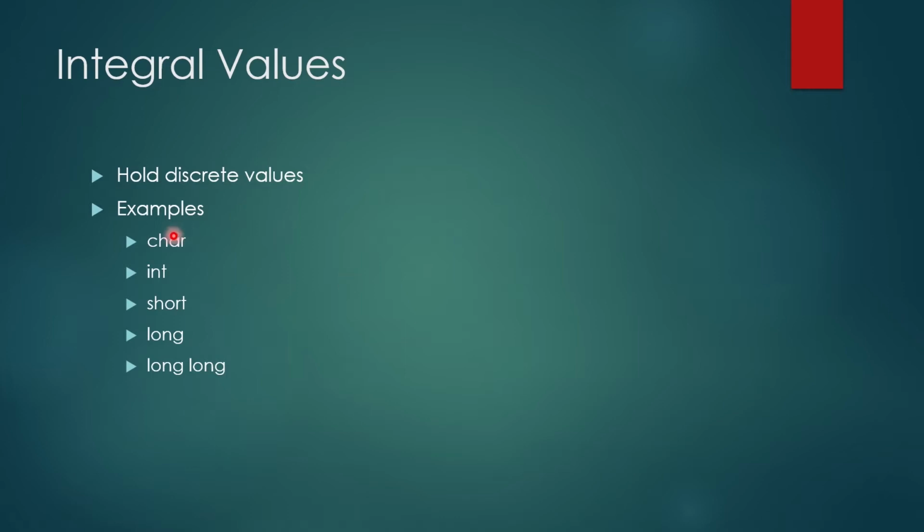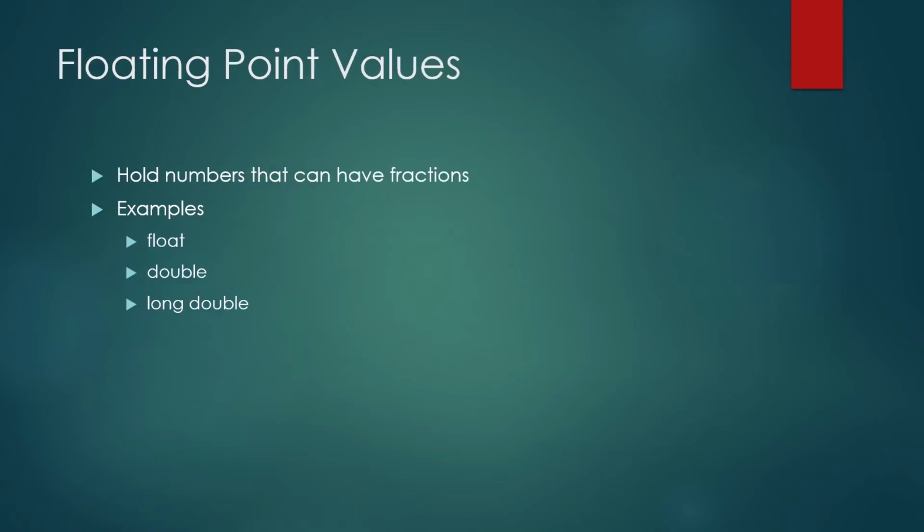So the examples are the char, which is representing very small numbers as well as characters, an int, a short int, a long int, and a long. If we say short int or long int, it doesn't matter whether we say int there or not. Short and short int are the same. Now, floating point values have the ability to hold a fraction. And the examples include floats, doubles, and long doubles.